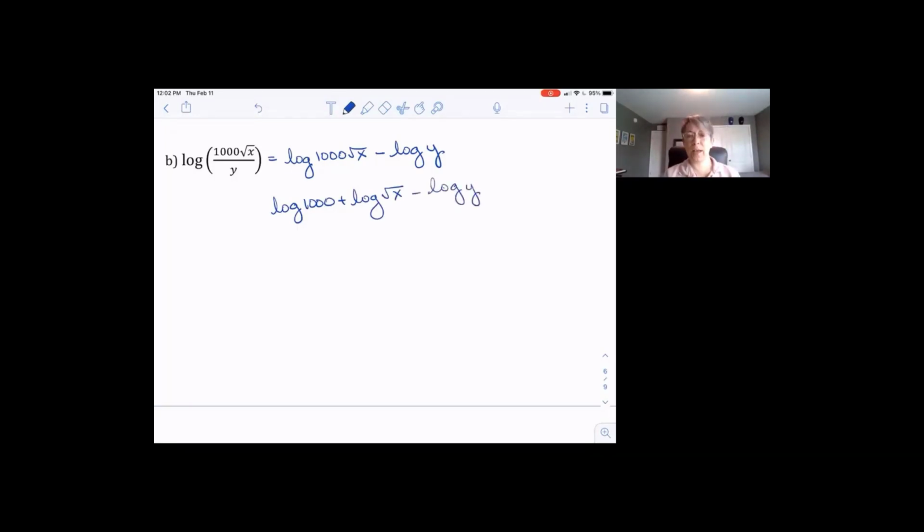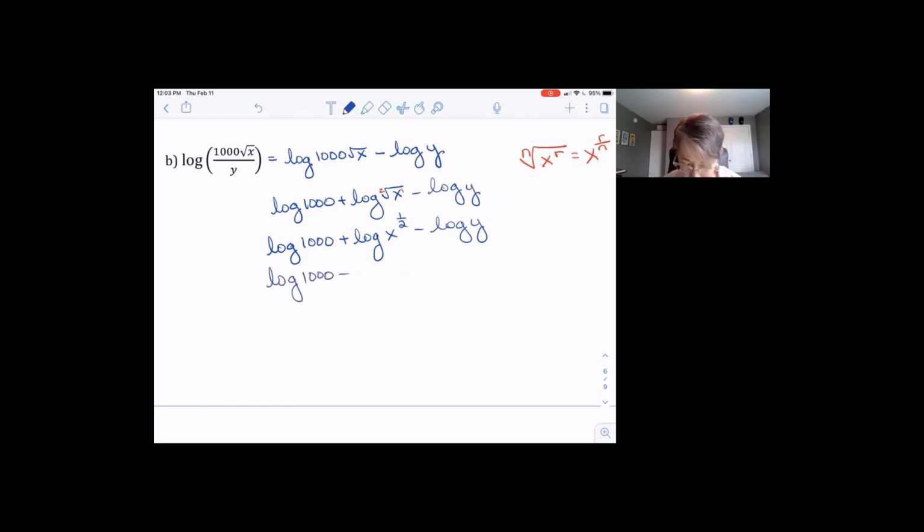Now, even though that square root of x looks like it's simplified, we can write it with a fraction exponent. So log of 1000 plus log of x to the 1/2 minus log of y. So if you've forgotten some of those rules, if you have the nth root of x to the r, it can be written as x to the r, but divide that exponent by the index n. So that's why this is an understood 1. Understood square root, that's where the 1/2 came from, just a little reminder.